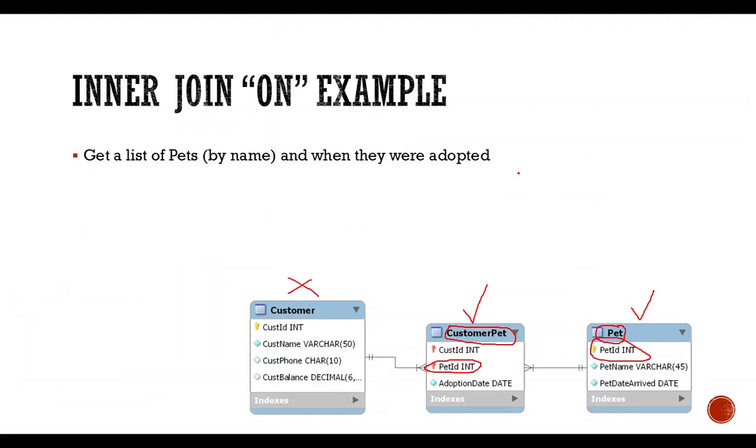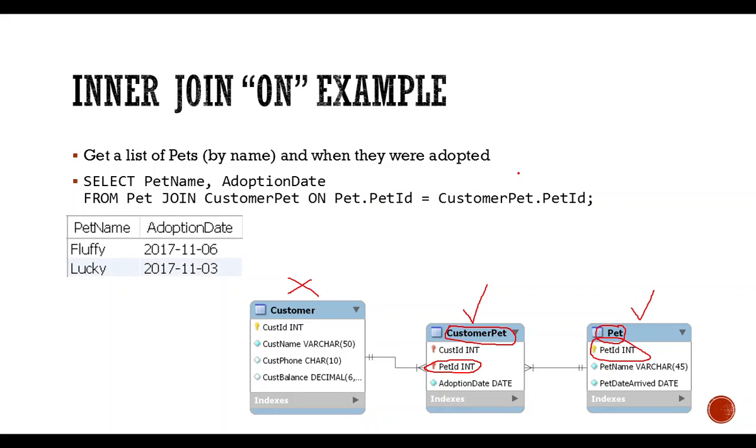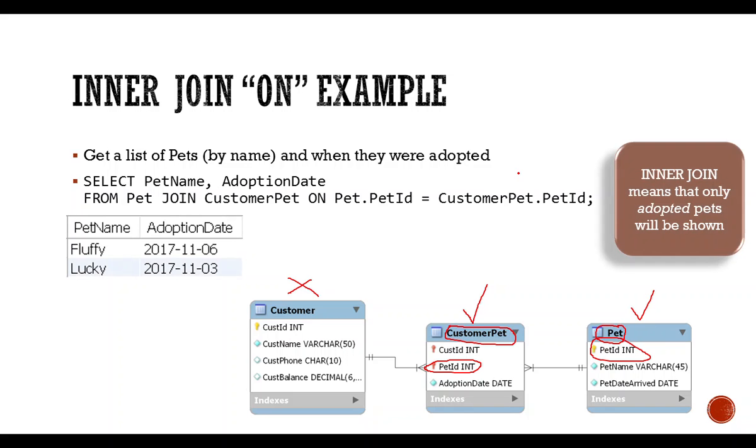Now I'll show you the result of that. Here it is on a slide if you want to grab it, and you can stop the video at this point if you want to take a look at that. Remember again that an inner join will show that only adopted pets are going to be shown. There's no listing here for any pets that aren't adopted. That's the nature of an inner join. If you want to see different results than that, you've got to learn a different kind of join.